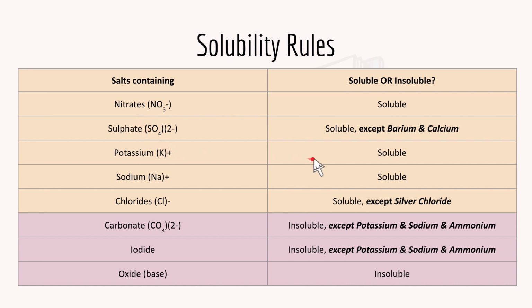Potassium, everything is soluble. Sodium, everything is soluble. And for chlorides, everything is soluble except for silver. Silver chloride is insoluble. And carbonate, everything is insoluble except for potassium, sodium, and ammonium. And for iodide, everything is insoluble except for potassium, sodium, and ammonium. And for oxide, which is a base, as we talked about just now, everything is insoluble.